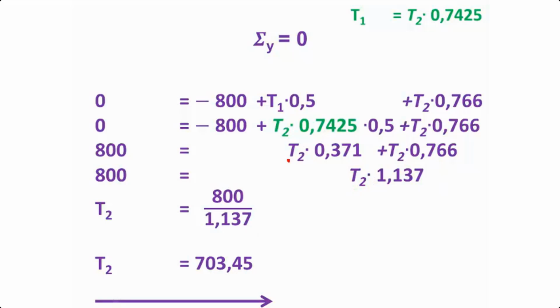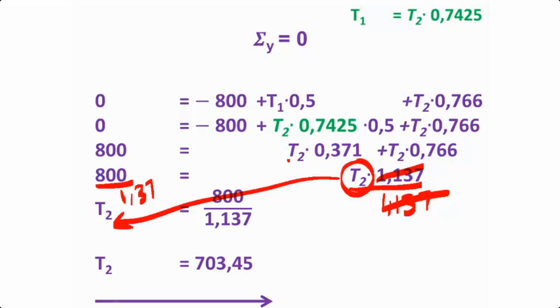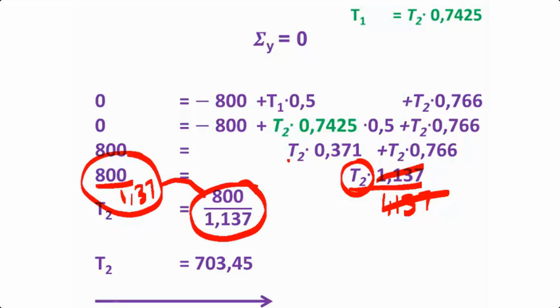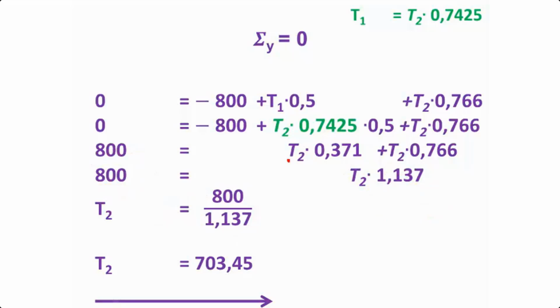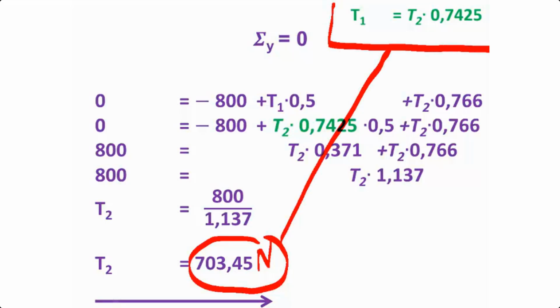So then you can divide both sides by 1,137, which gives you T2 alone on one side. I've just swapped the sides. I've made it now to be on that side, but it really doesn't matter. And 800 divided by 1,137 on the other side. So we have T2 is equal to 800 divided by 1,137. Do that on your calculator. You find the answer. Of course, it's newtons. T2 is 703,45 newtons.